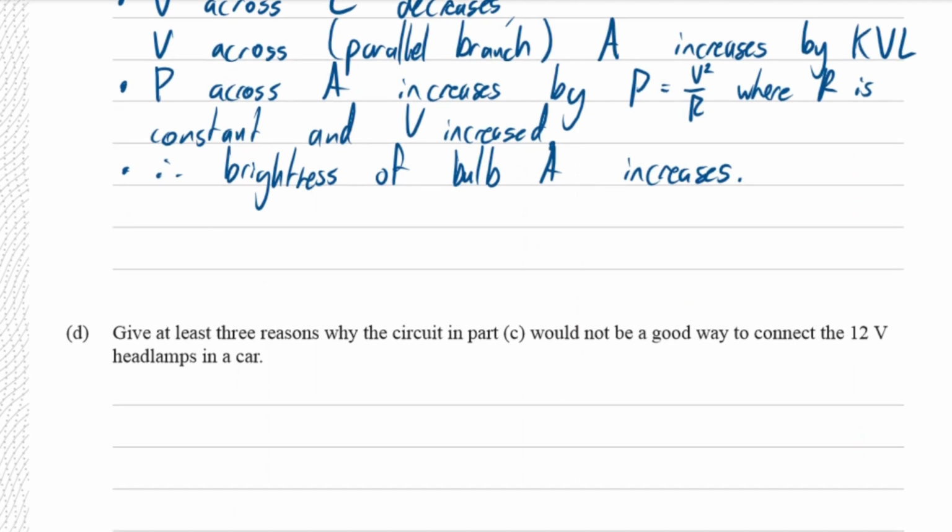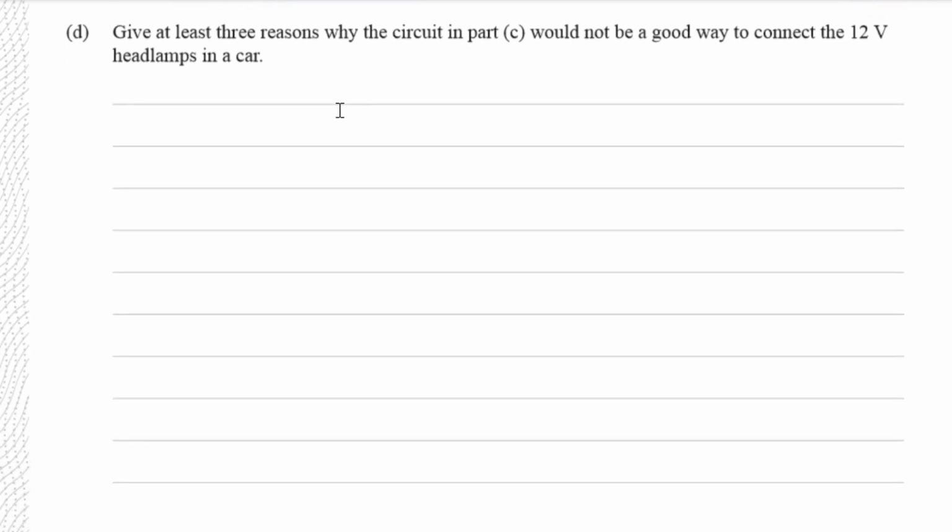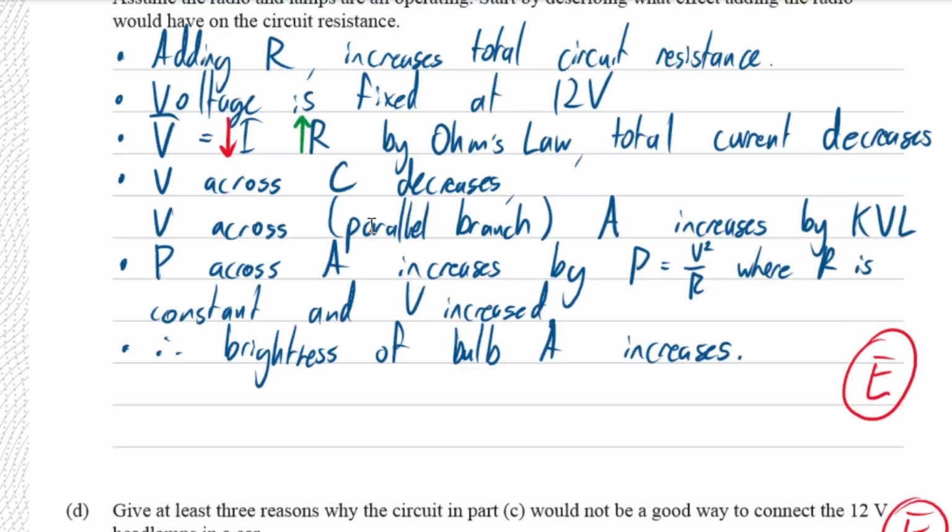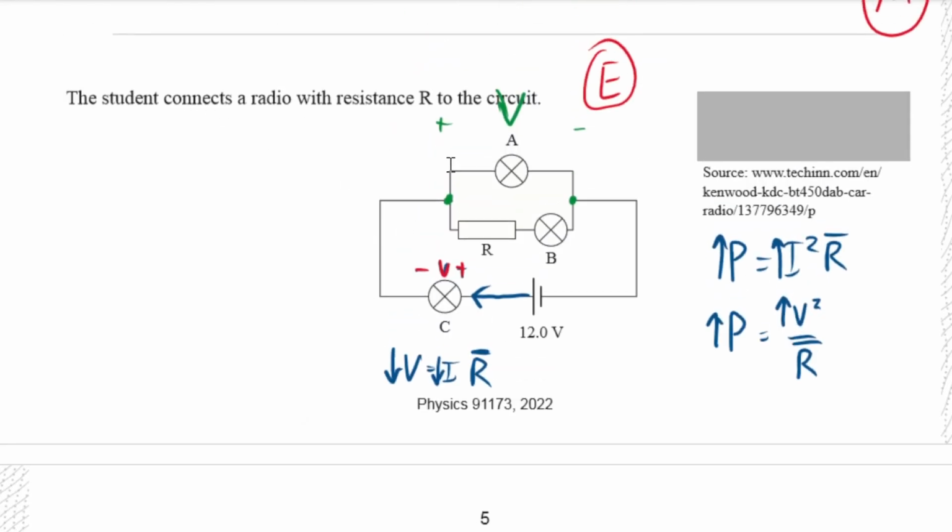All right, I'm going to give myself another excellence because that's well deserved. All right, another excellence question. Give at least 3 reasons why the circuit would not be a good way to connect the 12-volt headlamps in a car. So a reminder, the student connected the radio in series with headlight B. So what could go wrong?